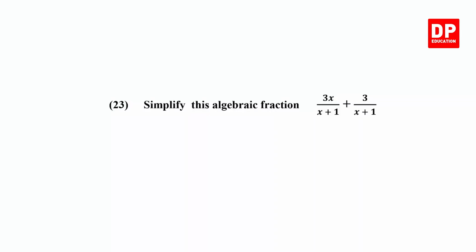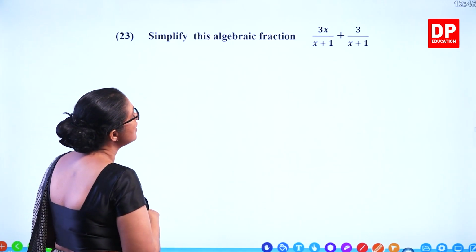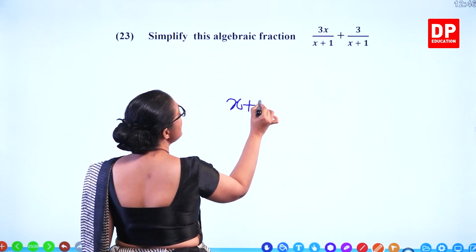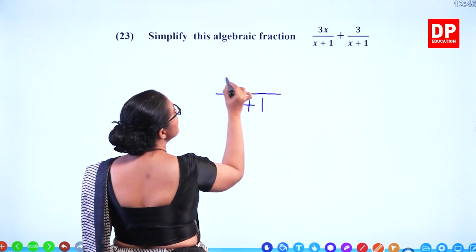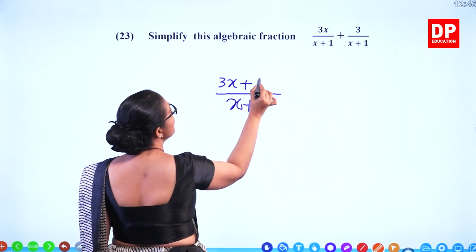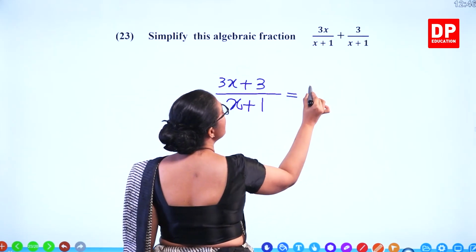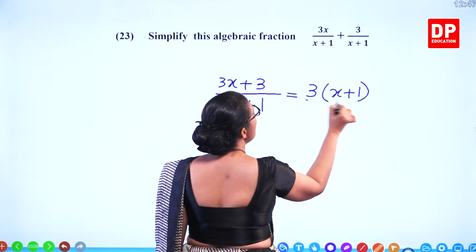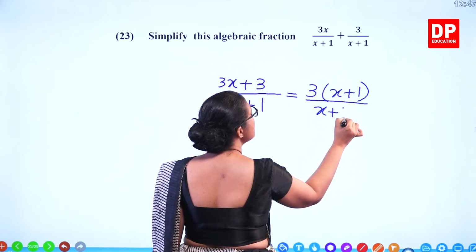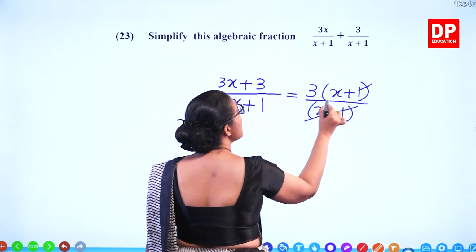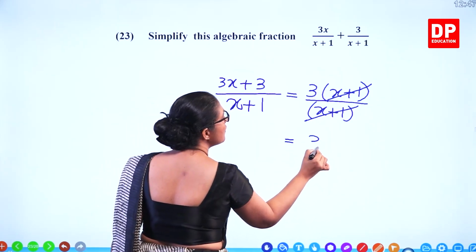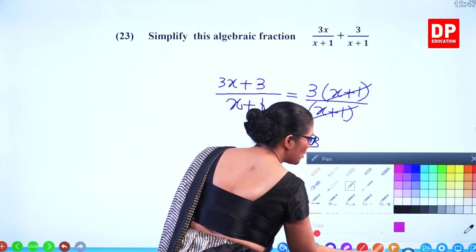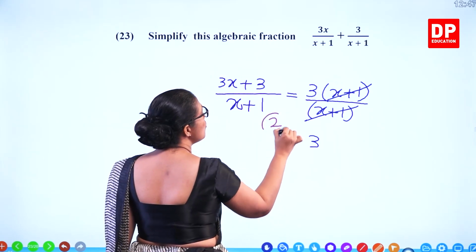Question number 23. Simplify the algebraic fraction. x plus 1 is the denominator. Just you can add the numerators. So 3x plus 3. 3 is common. Take it out from the numerator. You get x plus 1. Below also x plus 1 in the denominator. Cross it out. So you get 3 as the answer. So that's a straightforward question. 2 marks.